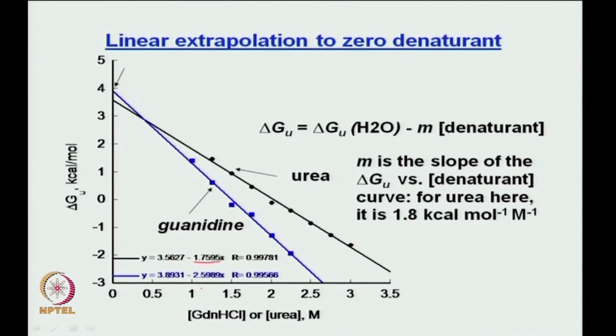Which one has a bigger slope? Guanidine hydrochloride. If it has a bigger slope, that means your delta G has a steeper dependence on guanidine hydrochloride than urea. And what does it mean? It boils down to the fact that guanidine hydrochloride has more strength as a chemical denaturant than urea. That is simply what it is saying, because there is a bigger change in slope.